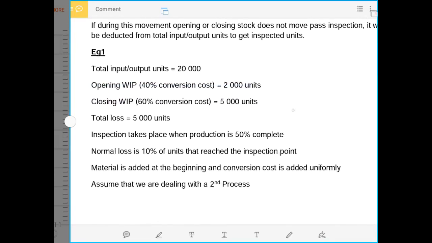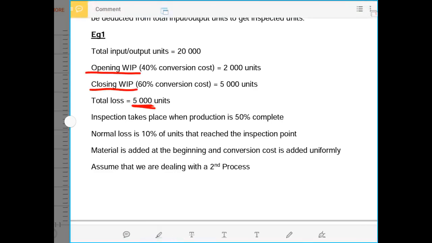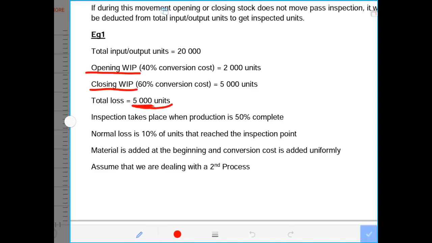Then now we are told that the total loss, this is not normal or abnormal loss. Remember, we have two types of losses. The normal loss, which is the loss that is expected, and whenever the loss is above what is expected, it now becomes abnormal loss. So far we don't know how much is normal loss and how much is abnormal loss until we do the calculations based on whether the opening stock and the closing stock did pass through the point of inspection or not. So now we are given the total loss of 5,000 units.